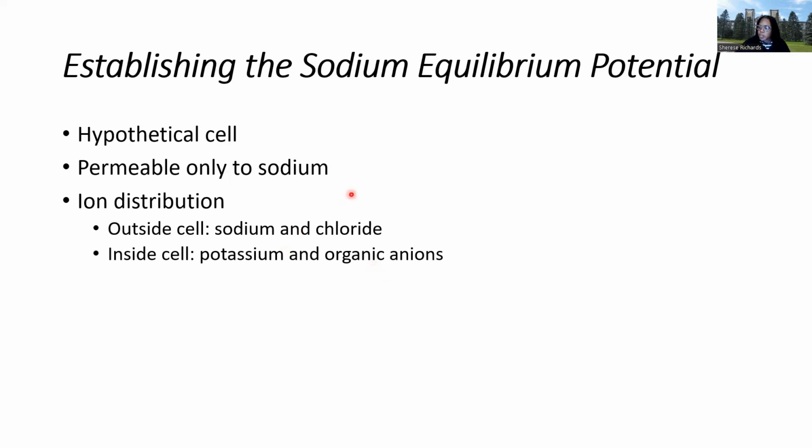Now let's consider sodium. So sodium is going to be the other ion that we want to think about that has the most impact on the resting membrane potential. And so likewise, we're going to think about a hypothetical cell that is only permeable to sodium. We're going to look at the ion distribution, we're going to look at the chemical driving force, and then the electrical driving force. And then we're going to think about what direction sodium wants to move if we combine those two forces. So the same ion distribution is going to be true here as well. Sodium is at an abundance on the outside and it is balanced by chloride. Potassium is at an abundance on the inside and it is balanced by organic anions.